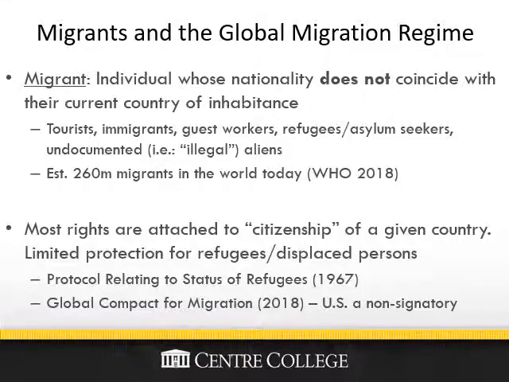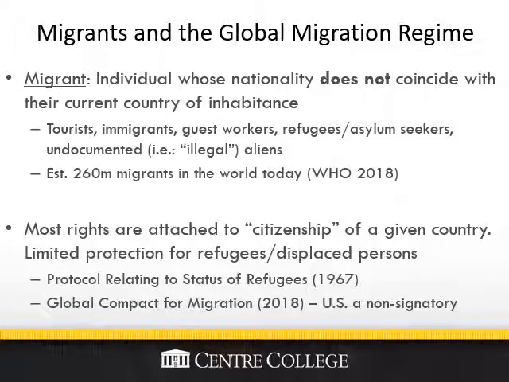When we talk about a migrant, that's a broad category comprising any individual whose nationality does not coincide with the country that they're currently inhabiting. So migrants come in a number of different categories and forms with varying degrees of legal protection. These can include tourists, immigrants, guest workers, refugees, and asylum seekers, as well as undocumented or illegal aliens. So you have a continuum from levels of privilege to not privileged.